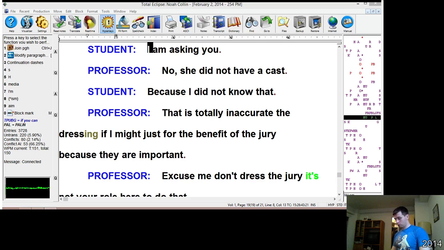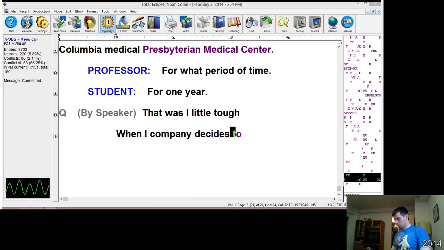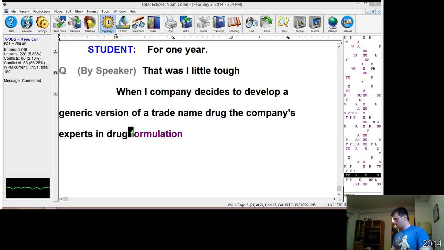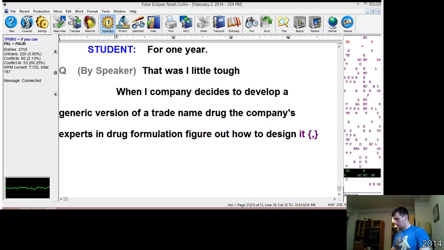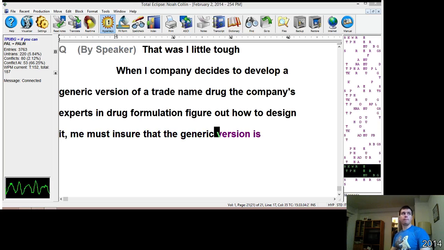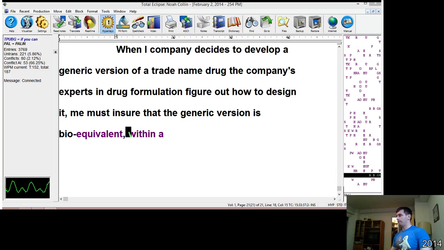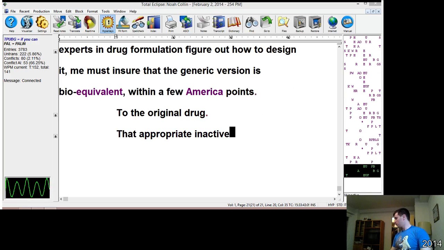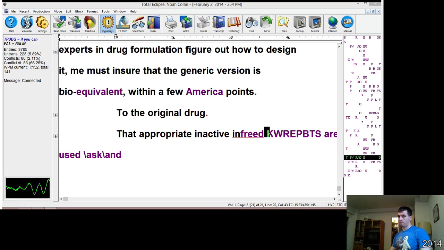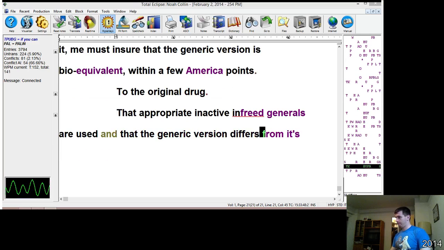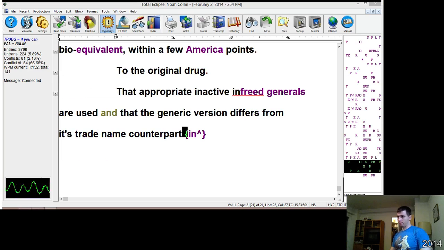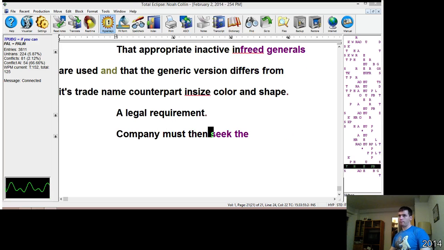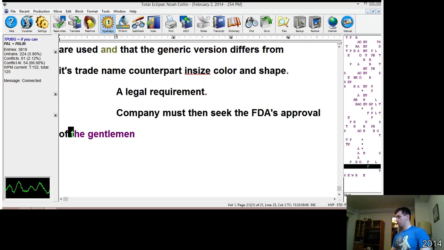When a company decides to develop a generic version of a trade name drug, the company's experts in drug formulation figure out how to design it. They must ensure that the generic version is bioequivalent within a few percentage points to the original drug, that appropriate inactive ingredients are used, and that the generic version differs from its trade name counterpart in size, color, and shape, a legal requirement. The company must then seek the FDA's approval of the generic version.